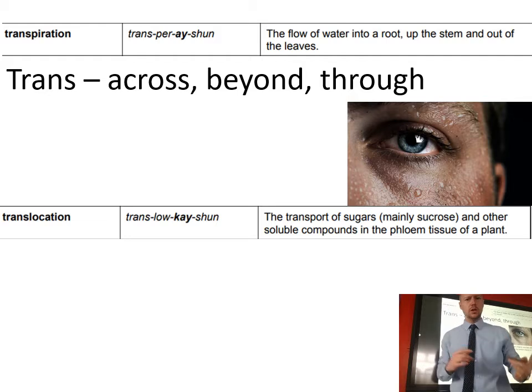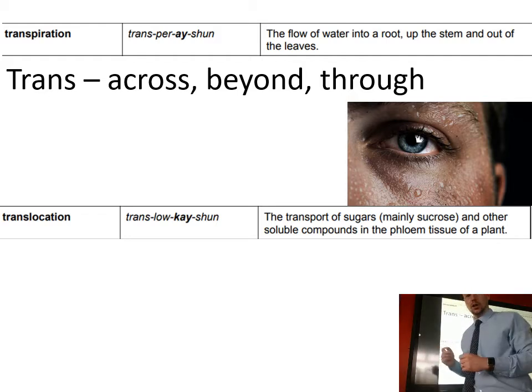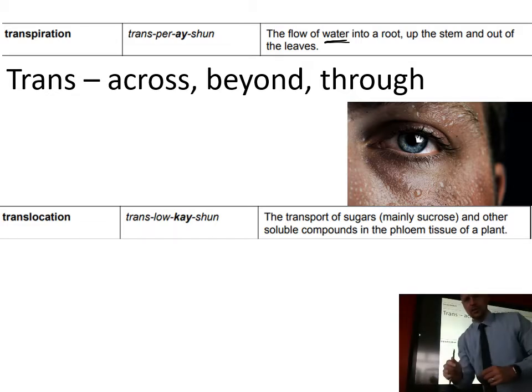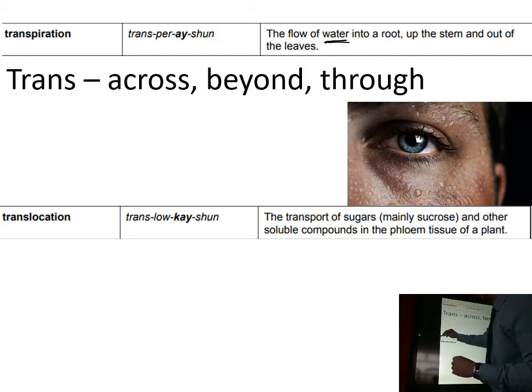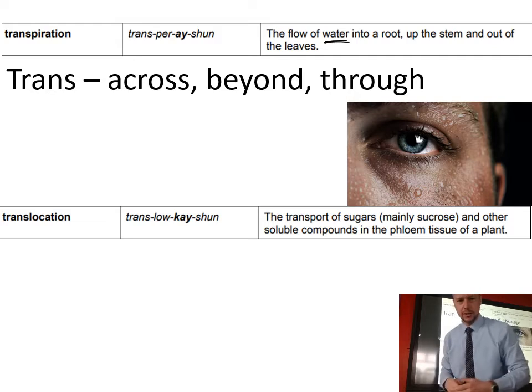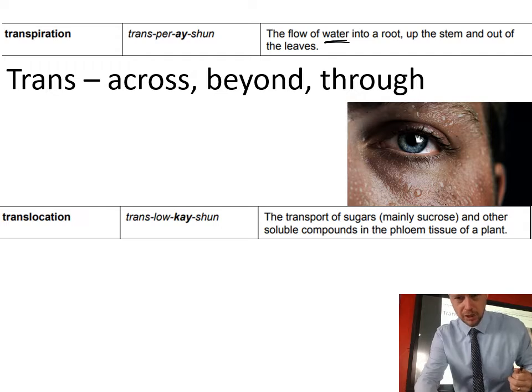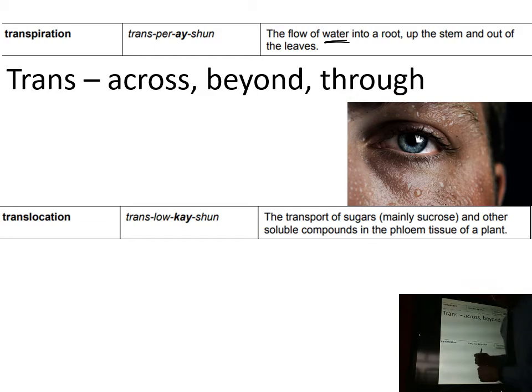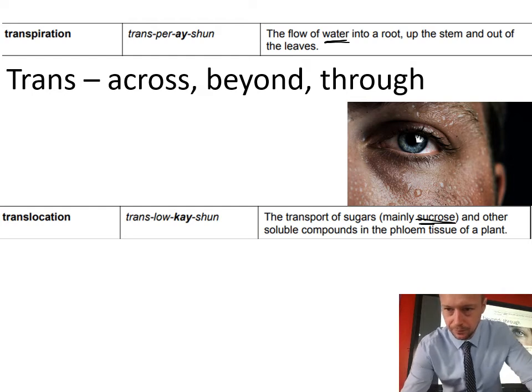So the movement of things in plants, and transpiration is the movement of water, really importantly. A link you can make there is, sweating is perspiration. So perspiration, you can think of like water, sweat, water. So transpiration is a movement of water. Translocation is the movement of sugars, which is mainly sucrose, through the plant.